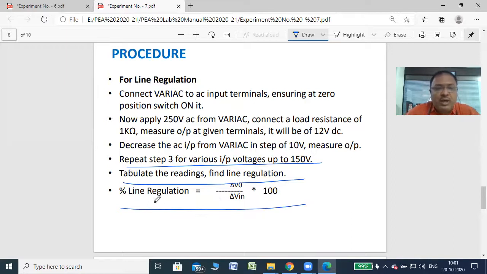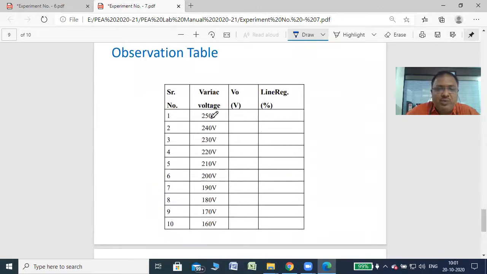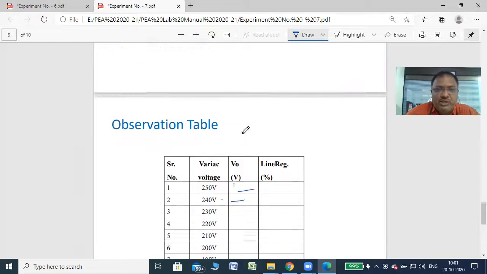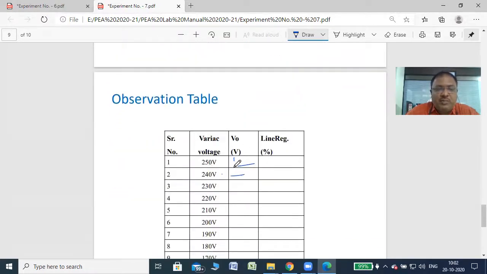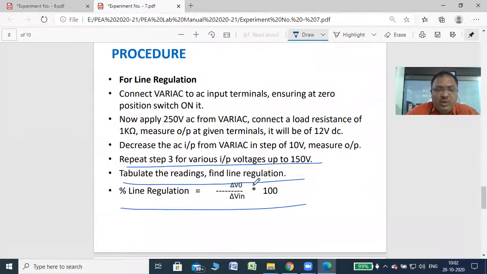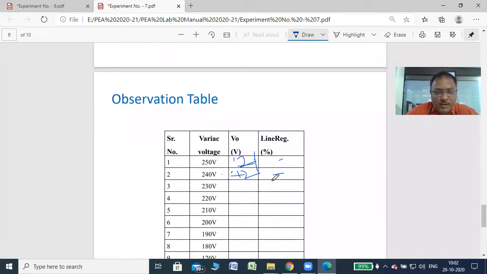line regulation. So line regulation is del V0, that is the change in the two output voltages. When input is 250, it will be 12 volt. At 240, what will be the voltage? So take the change in these two voltages, and the change in input voltage, that is 250 minus 240, that is 10 volt. Here, the voltage at 250 minus the voltage at 240, into 100. So for example, if the input voltage is 250, output is 12.1, and at 240 it is 12, then del V0 is equal to 0.1 divided by del V, which is 10 volt. So that will be the line regulation, right?